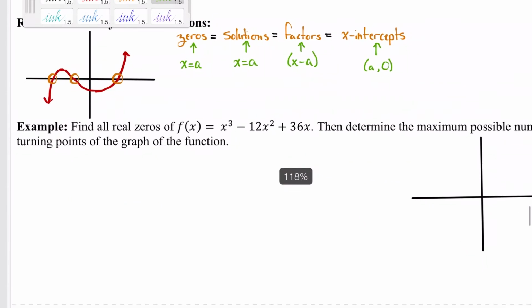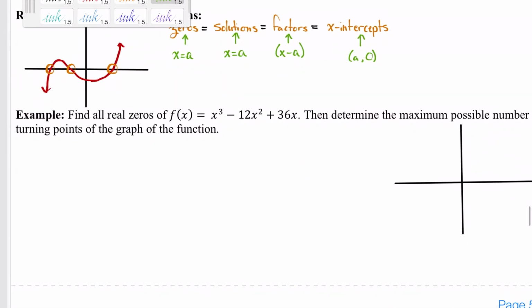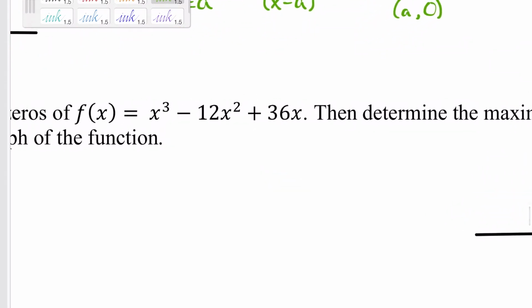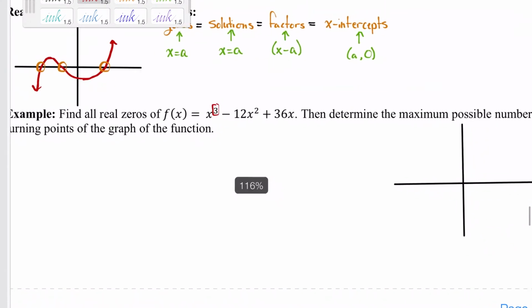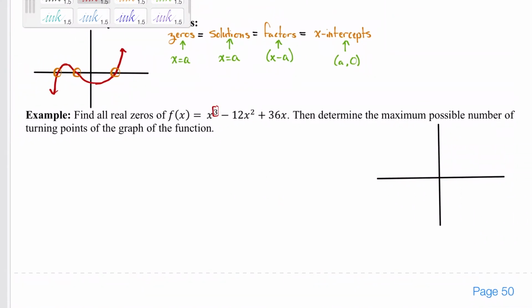So here, for this first one, they want us to find all the zeros of this function and then determine the maximum possible number of turning points for the graph of the function. So here I know that the number of possible zeros that I have is 3, because that's my highest exponent. So I have a feeling that I should have at least 3 numbers. Maybe I'll have a double root, so one number twice. I know that's where it's going to be bouncing off, or I could have 3 solid numbers where it's going all the way through. So then also, I don't have to graph the actual function.